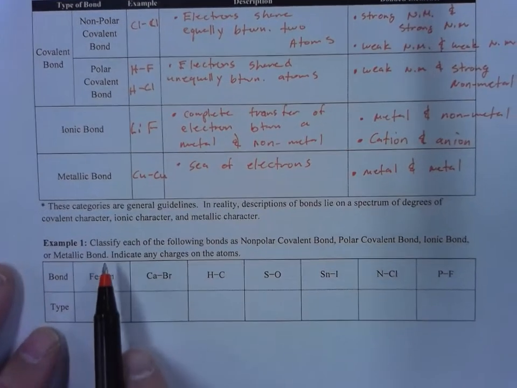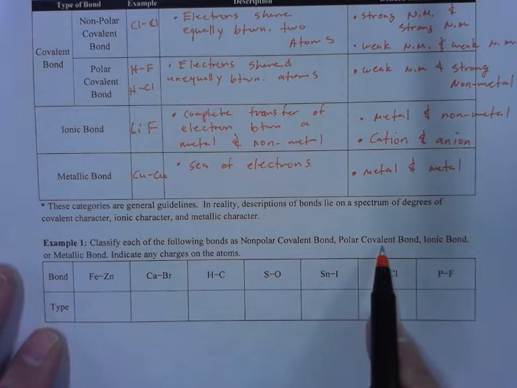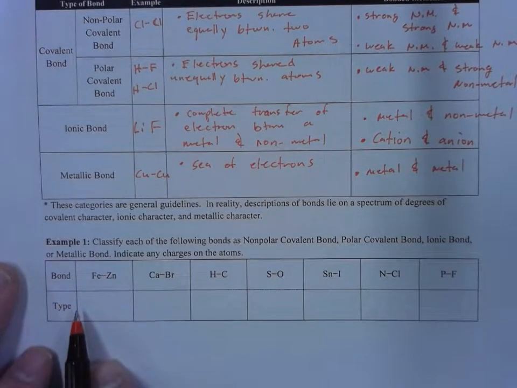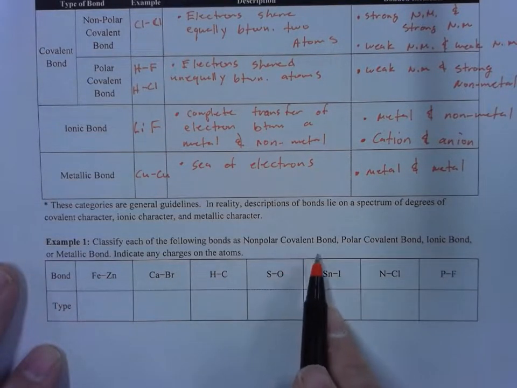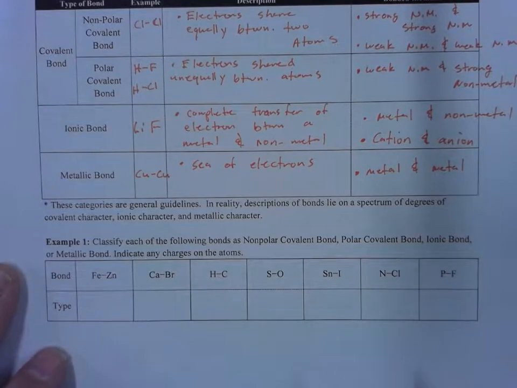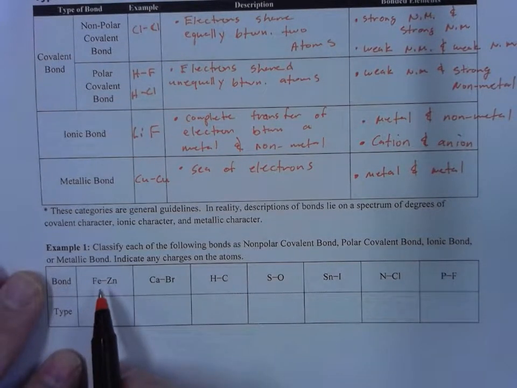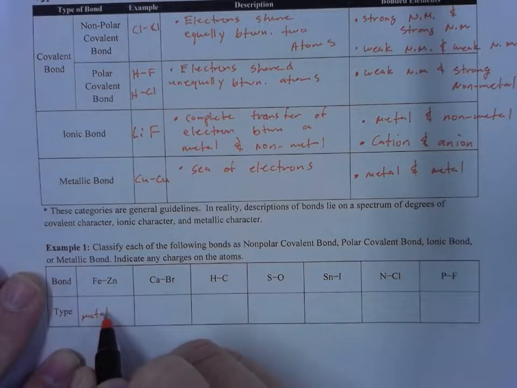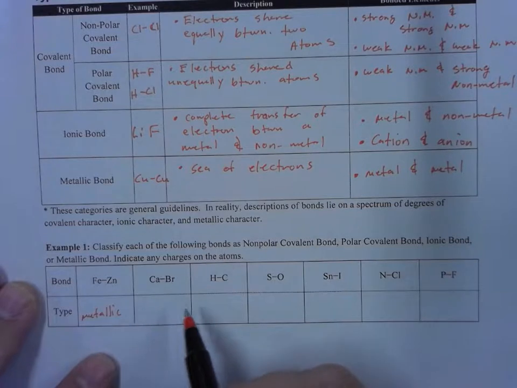Okay, so in example number 1, classify each of the following bonds as nonpolar covalent, polar covalent, ionic, or metallic, and indicate any charges on the atoms. So the first thing you need to do is classify as covalent or ionic, and then we can go back and say, is it polar covalent or nonpolar covalent? So in this case, Fe and zinc, well, that's actually metallic. Those are both two metals. You'll never see that, by the way. This is just purely for this example here.